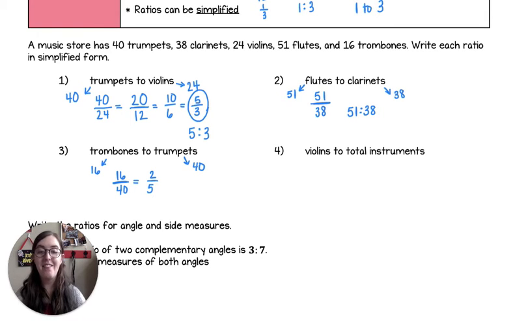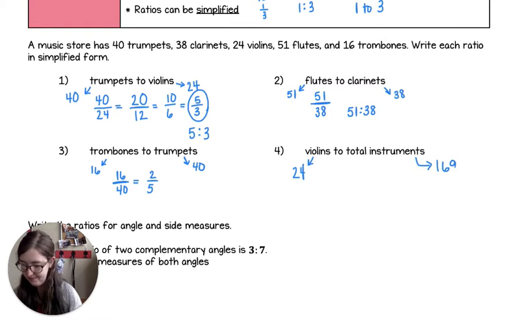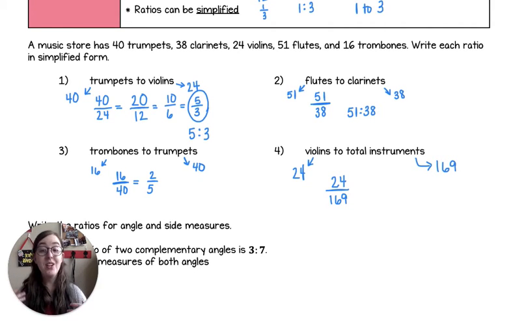So now we want to look at violins to total instruments. Remember there's 24 violins, and if we go ahead and add 40 plus 38 plus 24 plus 51 plus 16, that gives me 169 for how many instruments there are. Good deal. So since violins go first, that's up on top, and instruments come second, that's on the bottom, 169. There's no numbers that go into both 24 and 169, so it's simplified.